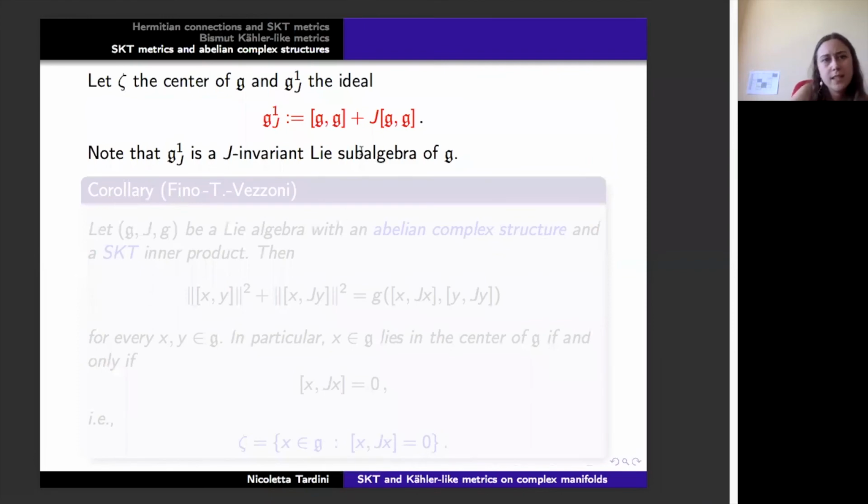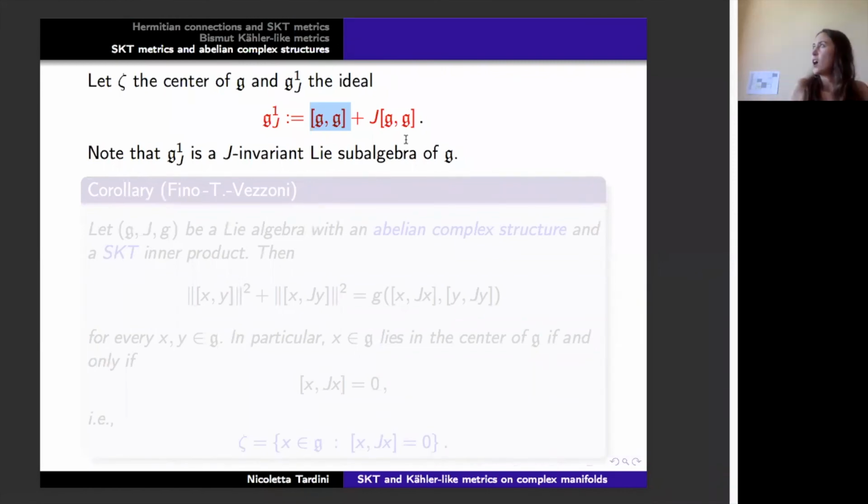So let me denote with zeta the center of the Lie algebra, and with G1J we denote this. G1J is just the commutator of G and G plus J times the commutator of G and G. Why do people usually define this? Because in general, the commutator of G and G is not J invariant. That's why G1J turns out to be very useful, because it's a J invariant Lie subalgebra of G. It's not necessarily a proper subalgebra. It might coincide with G, but in general it is J invariant, so you can induce the complex structure on G1J.